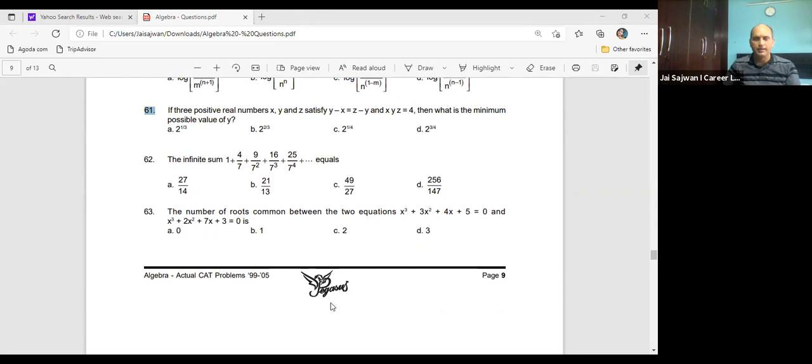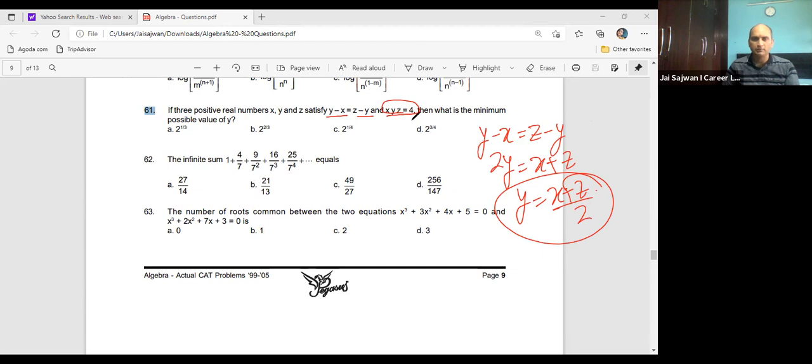So the question here says, question number 61. It is saying x, y minus z is equal to z minus y is equal to x, y, z is equal to 4. Now y minus x is equal to z minus y. Both of these values are coming out to be same. 2y is equal to x plus z, or y is the average of these values.